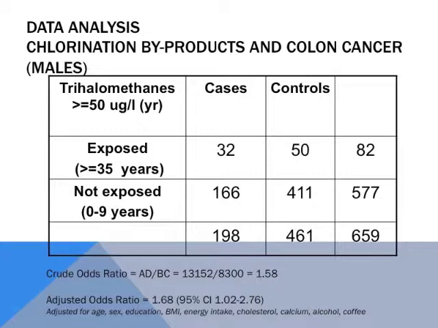This 2x2 contingency table shows data for males taken from Table 2 of the example paper. Using the extracted data on exposure to chlorinated byproducts in cases and controls, we are able to calculate a crude, that is, an unadjusted odds ratio of 1.58. This is similar to the published adjusted odds ratio of 1.68. This tells us that males aged 30 to 74 exposed to trihalomethanes greater than 50 micrograms per litre for greater than 35 years have a 68% greater chance of developing colon cancer compared to men who were not exposed.